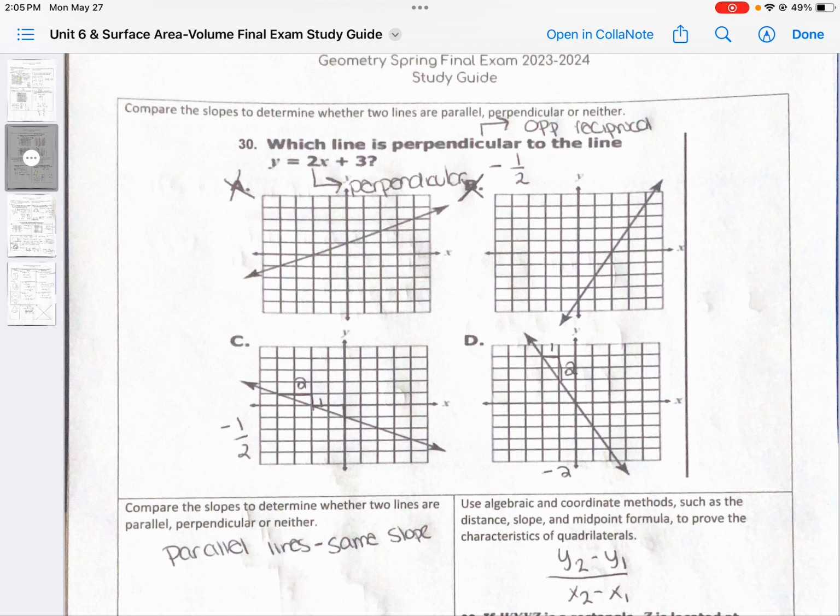Then I calculated the rise over run for C and D, and the one that gives me -1 over 2, a rise of -1 and a run of 2, or vice versa, a rise of -1 and a run of +2, is C.